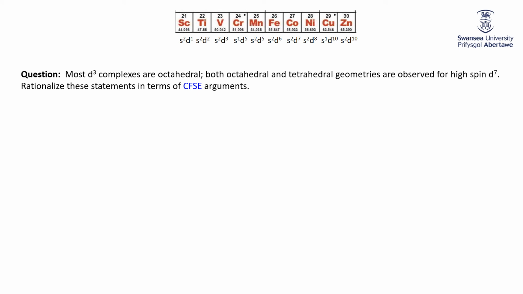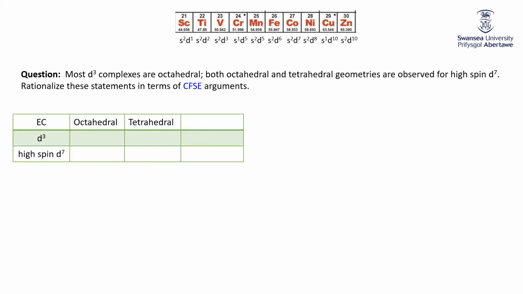Let's have a quick comparison between octahedral and tetrahedral in terms of using our crystal field theory arguments. Most D3 complexes are octahedral. Both octahedral and tetrahedral geometries are observed for high spin D7. Rationalize these statements in terms of crystal field splitting energy arguments. We can go straight from our octahedral chart for the D3 and the high spin D7.